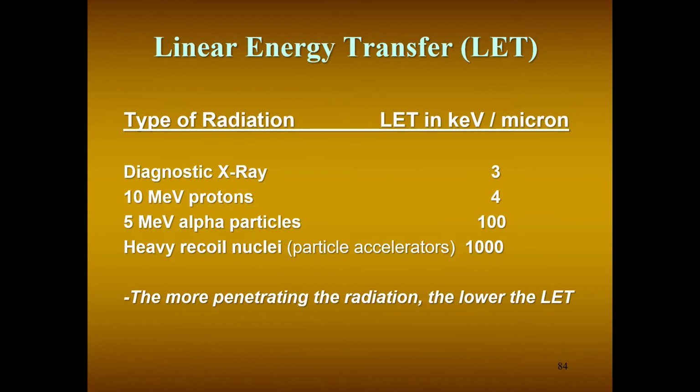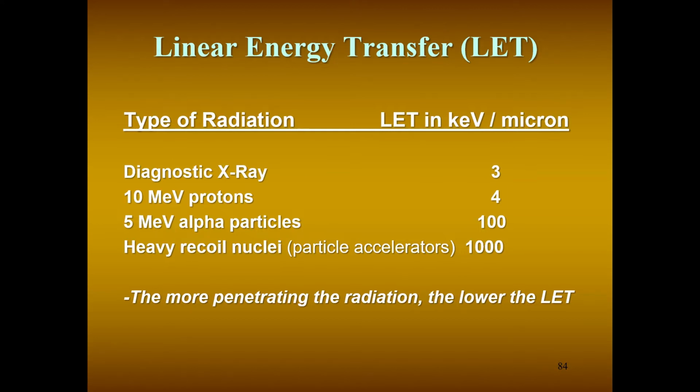The LET values for typical types of radiation are given here on this graph. On the left, the type of radiation. On the right, the LET given in units of keV per micron. That's the same thing, so think thousands of electron volts per micron. Diagnostic X-rays have a value of about 10. Protons, a single proton with a total energy of 10 million electron volts, a value of 4.